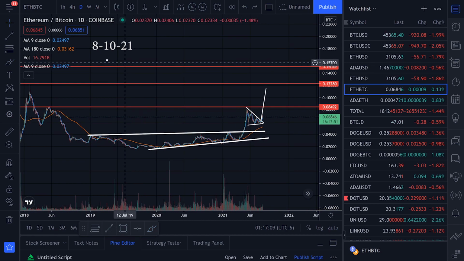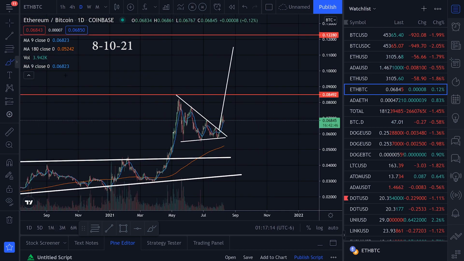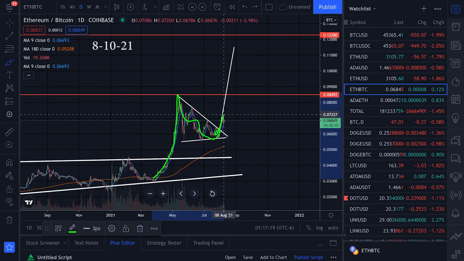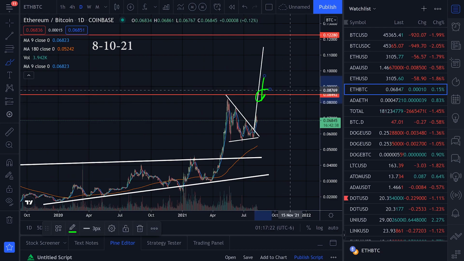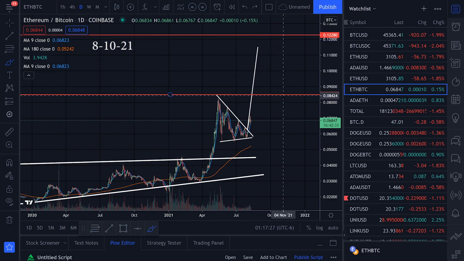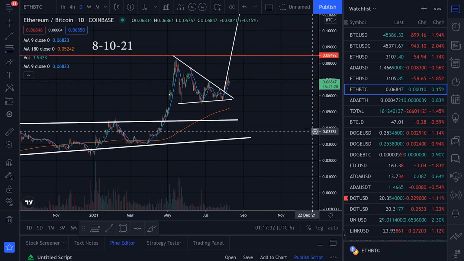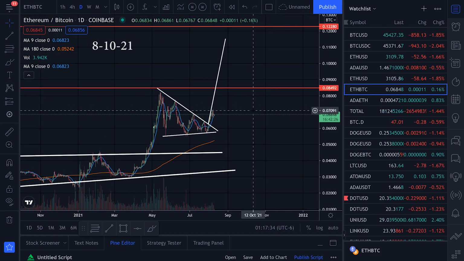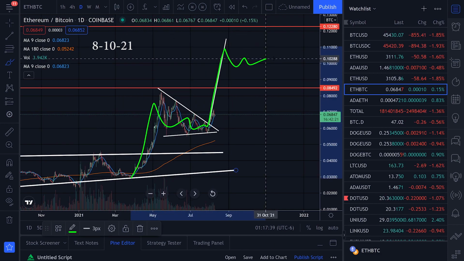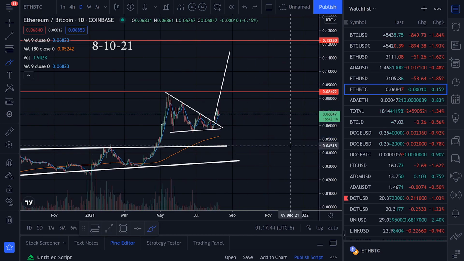So if we come to the present, it looks like we came up to that first line right there, and that's where we got rejected and started to come down. But now it looks like we're about to retest and probably break through this one, I'm guessing, and maybe try to retest this level right here. So basically what this chart says is that Ethereum might be a better bet than Bitcoin, even though I like Bitcoin better. But as long as this chart is pumping for Ethereum, going to the upside with this continuation pattern, then Ethereum might be a good choice.